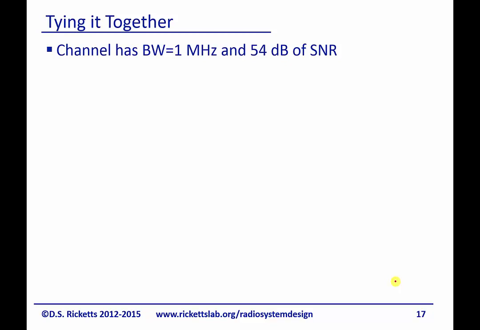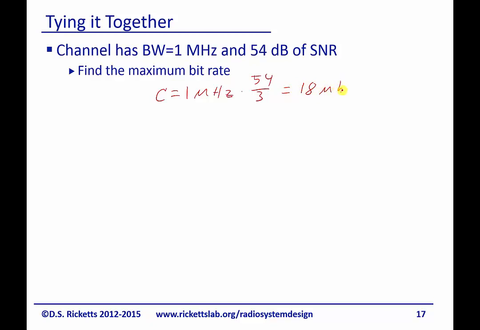And so let's tie it all together. We get a channel bandwidth of 1 megahertz and 54 dB of SNR. Find the maximum bit rate. Well, this is pretty easy, right? We just take C is equal to 1 megahertz times 54 over 3. That equals 18. So this is 18 megabits per second, right?